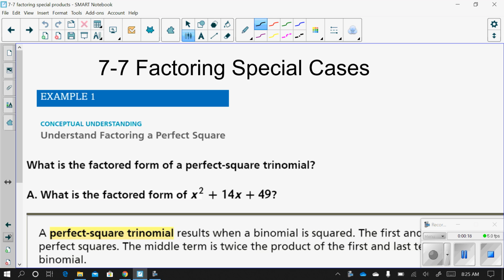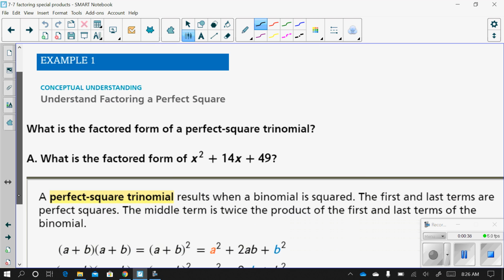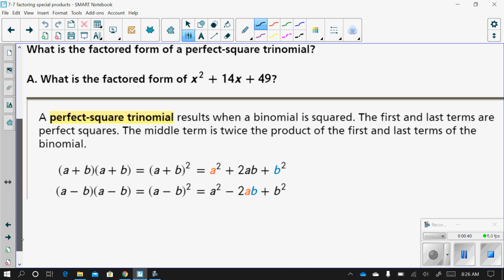Now, if you remember the first half of chapter 7, we learned how to FOIL special cases, like (a plus b) quantity squared, or conjugates, (a minus b) times (a plus b). Well, that's what we're going to need to get as our answers today, okay? Special cases like that. So let's start with the factored form of x squared plus 14x plus 49. Okay, there's our first example.